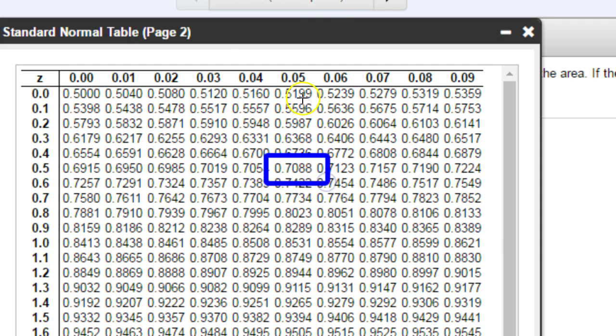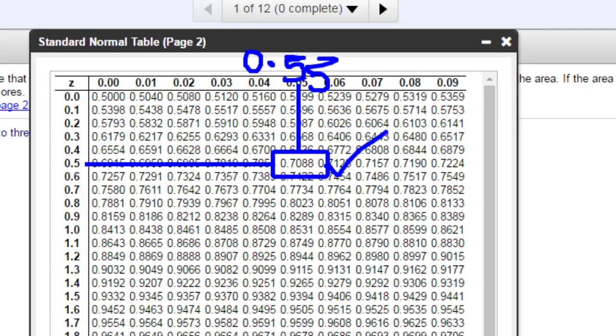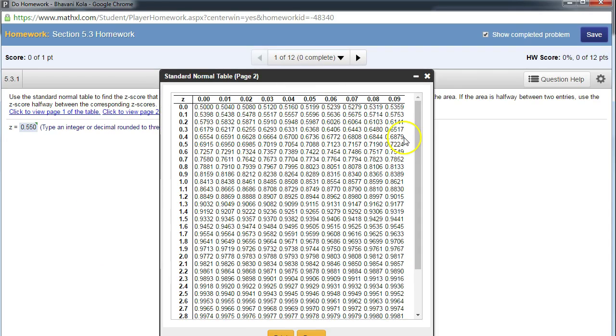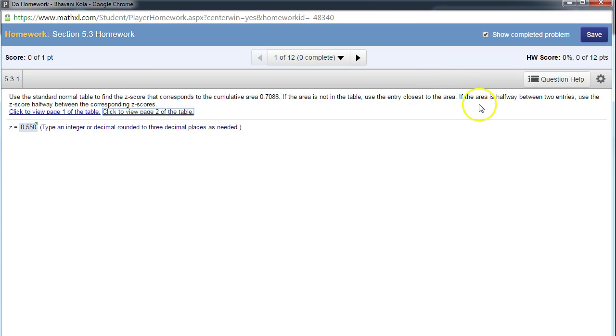0.7088 is right here. And the respective number for that is 0.5 on the x-axis and 0.5 on the y-axis. So my z-score is 0.55 for the area of 0.7088. All right, so that's using your chart, and that's what your area is right here. But now how do I find this?